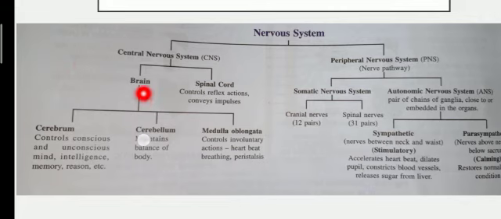The central nervous system, as it contains the brain, is divided into three parts: cerebrum, cerebellum, and medulla oblongata. The somatic nervous system contains cranial nerves and spinal nerves. The autonomic nervous system contains two types of nervous system, that is sympathetic and parasympathetic nervous system. So these are the components of the nervous system.